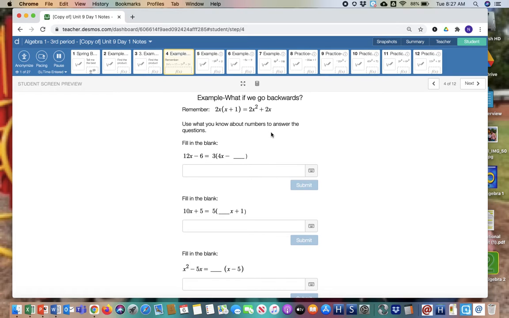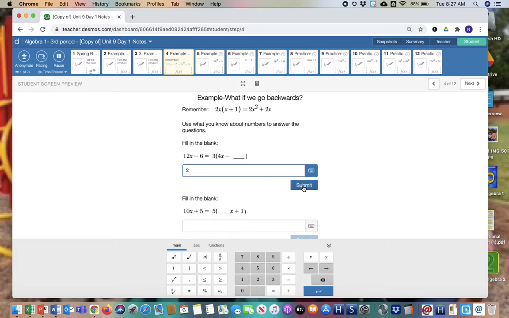So use what we know about numbers to answer these questions. Let's fill in this blank. Here this says 12x minus 6 equals 3 times parentheses 4x minus blank. Well, hold on a second, isn't this telling us the answer if we distribute, right? 3 times 4 is 12. So 3 times what is 6? Oh, well, 3 times 2, right?